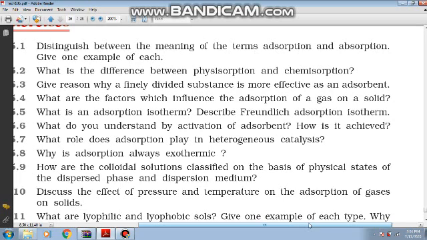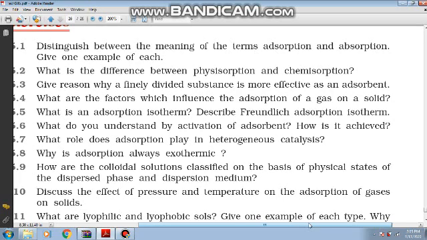Adsorption isotherm, this is simply a plot of extent of adsorption against the partial pressure of the gas. Fine. And Freundlich adsorption isotherm, you will discuss it in terms of the Freundlich equation, then its logarithm equation, then the plot of x by m versus the pressure. Fine. Then question number 6, what do you understand by activation of adsorbent?